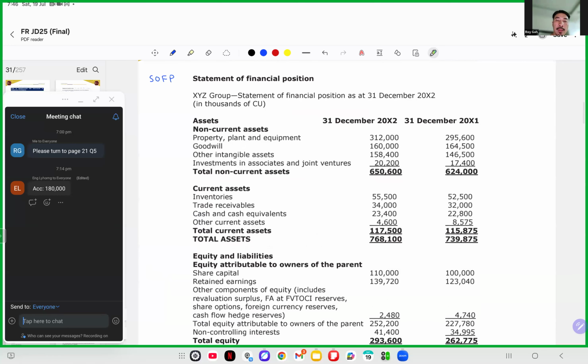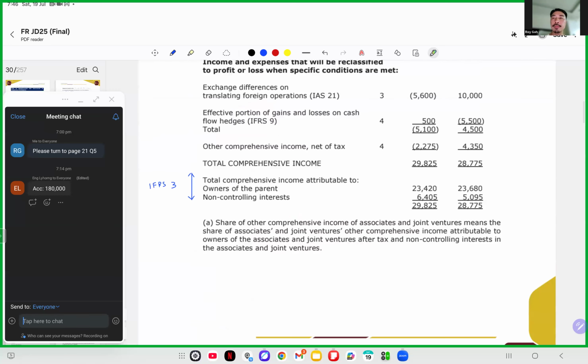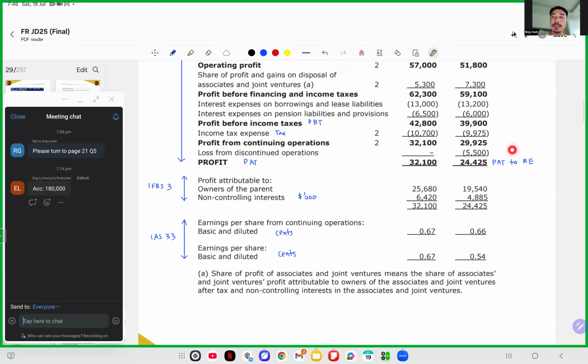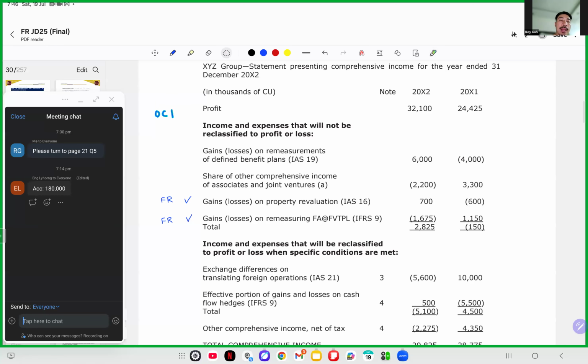Now you have two special accounts called retained earning, as well as OCE. What did I say just now? If I have a profit after tax, it goes to the retained earning of the balance sheets. If I have other comprehensive income, OCI will go to the OCE. What's the difference? OCI stands for other comprehensive income. OCE stands for other components of equity, and they're not the same thing.